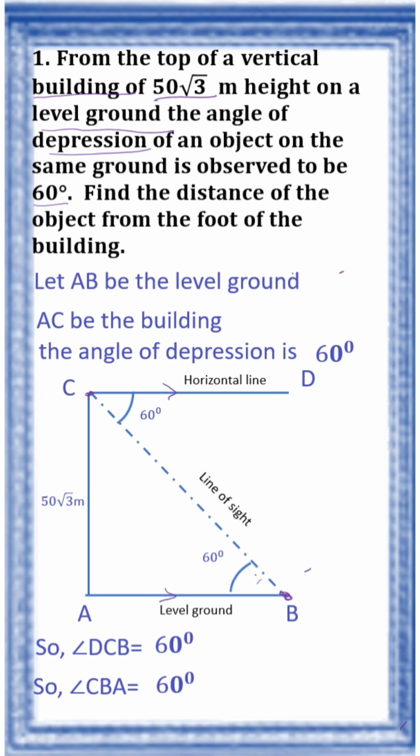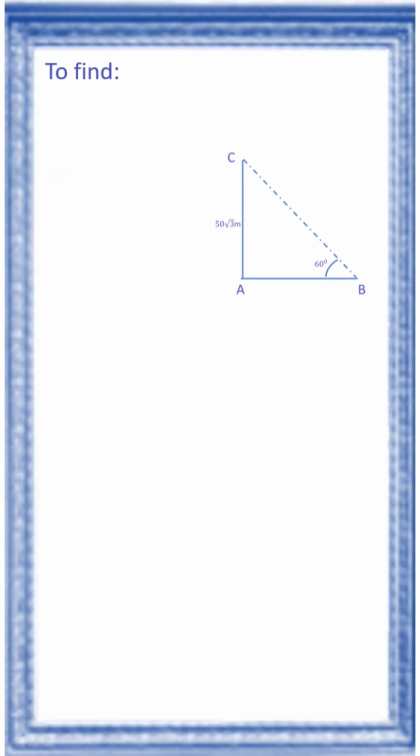Now we have to find the distance of the object from the foot of the building. A is the foot of the building. B is the object. So now we have to find AB. Now let us have only the triangle ABC. Here we have to find AB.